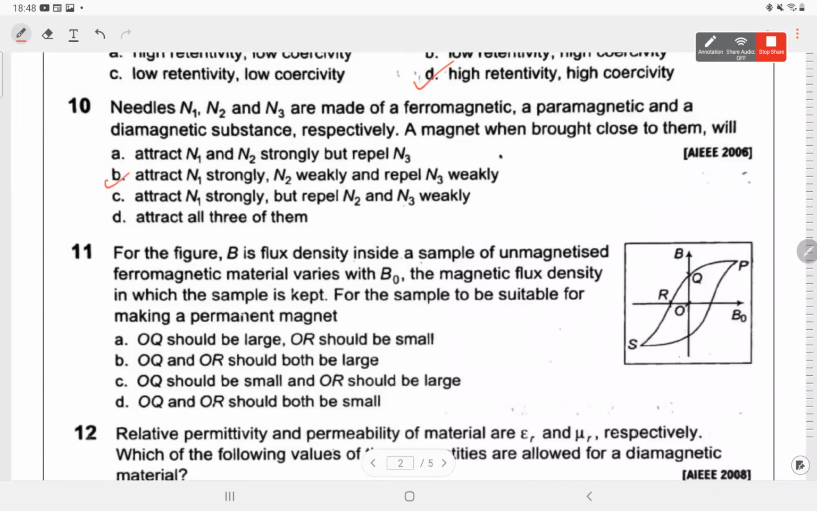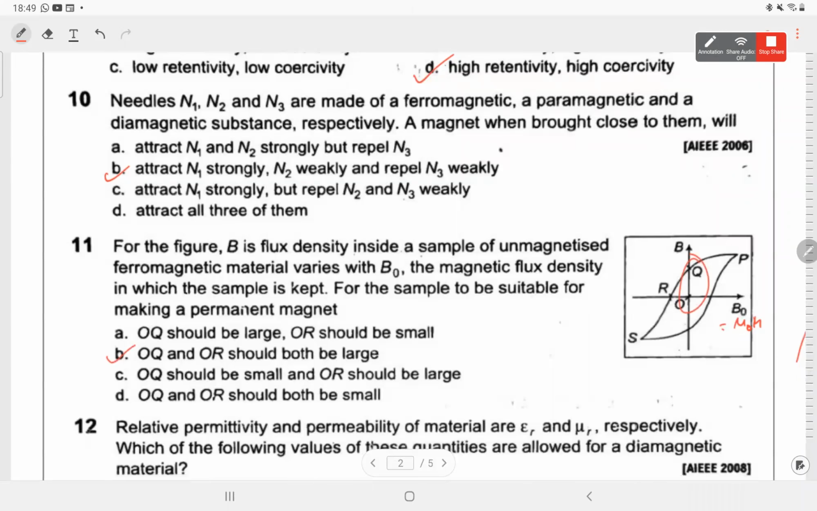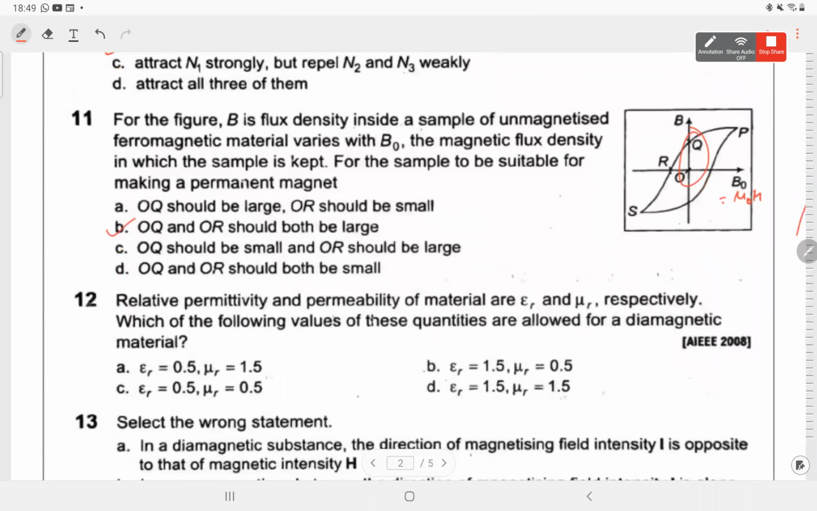For the figure, B is the flux density and B naught is... So this is the B versus H graph; now in B naught we have only multiplied by mu naught, so the graph is the same. It is the similar hysteresis graph only. The x-axis is multiplied by a small constant which is mu naught. So for the sample to be suitable for making a permanent magnet, OQ should be large, that is OQ representing the retentivity. And OR should also be large so that it does not get demagnetized by the presence of any nearby magnet.